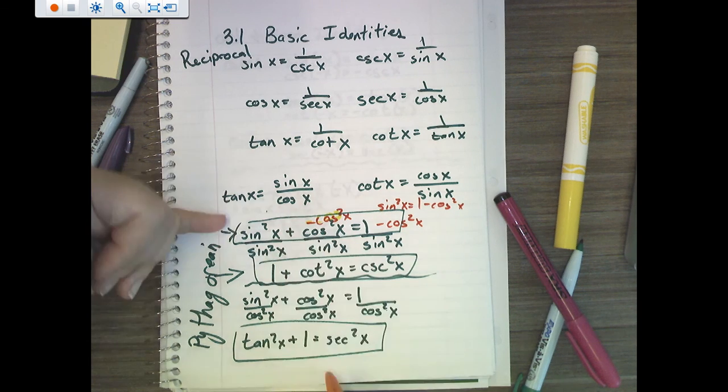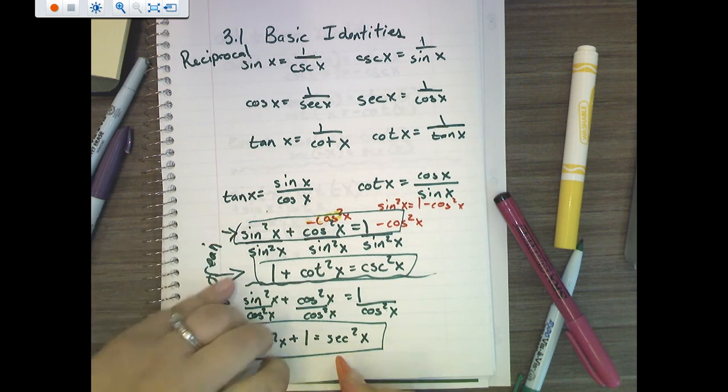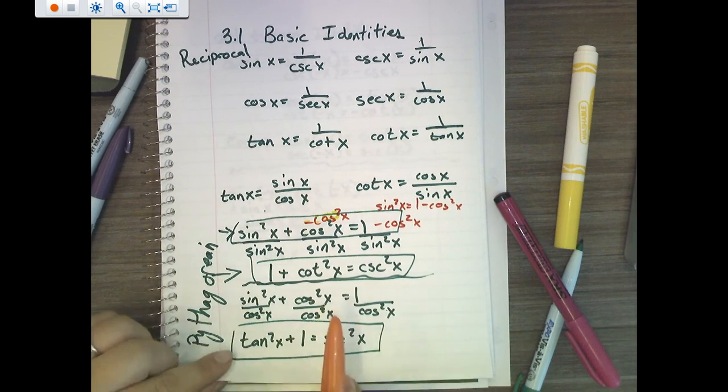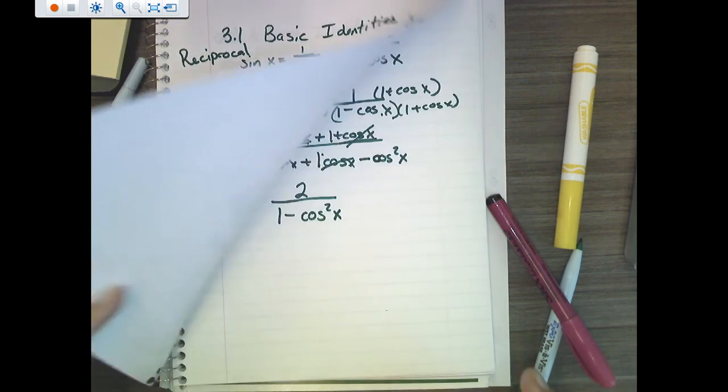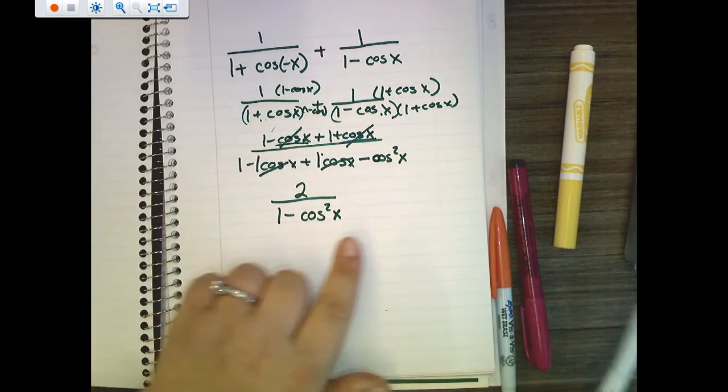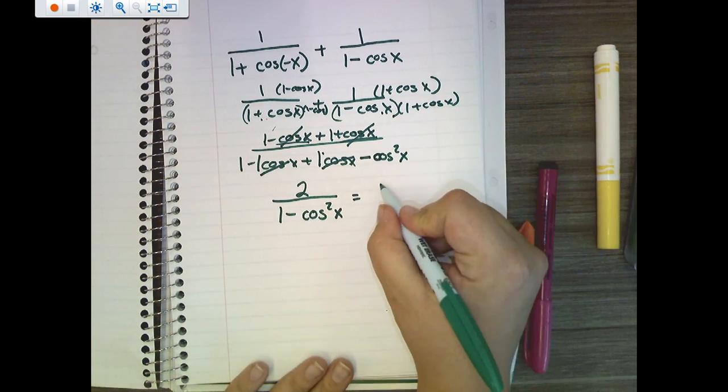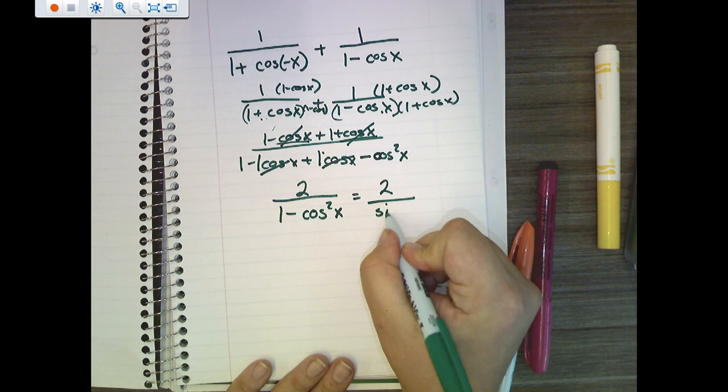So these are your main 3 ones. But anytime you see it with a squared, go back and look and see, does it look anything like any of these guys? So 1 minus cosine squared is sine squared. So I have 2 over sine squared x.